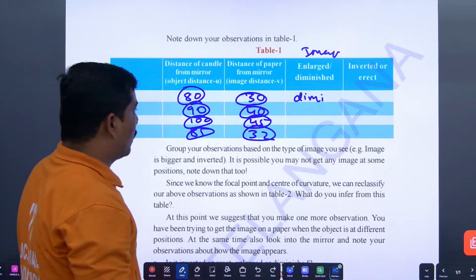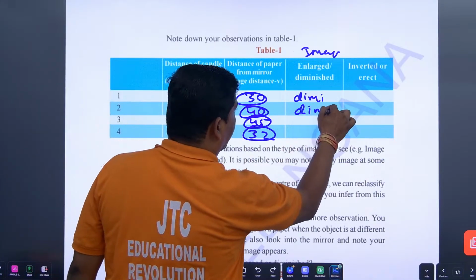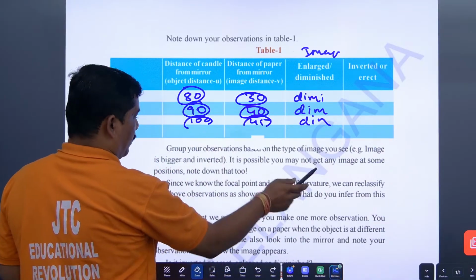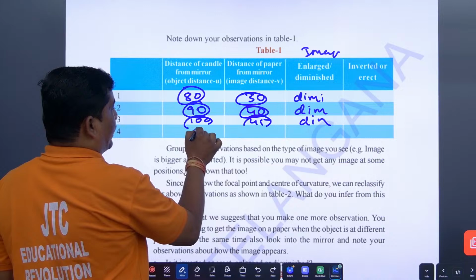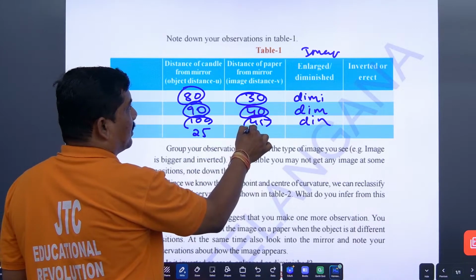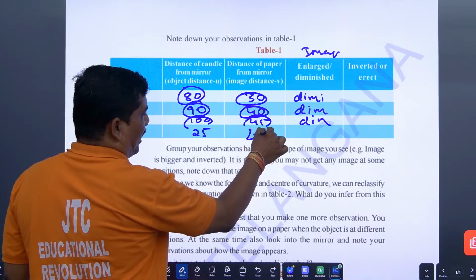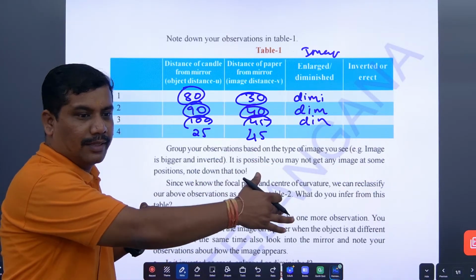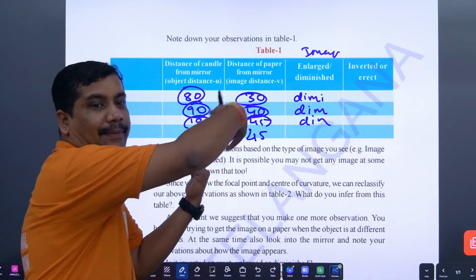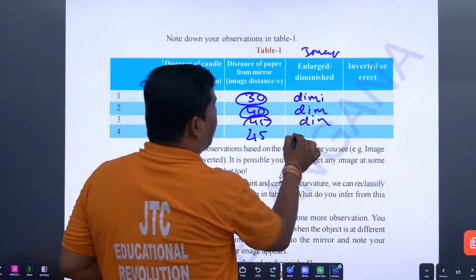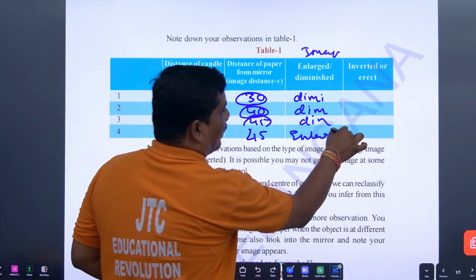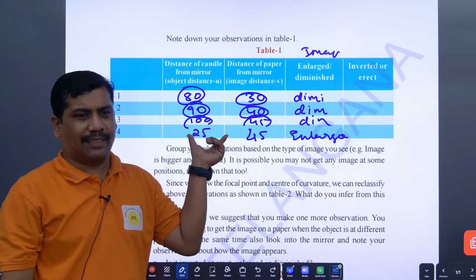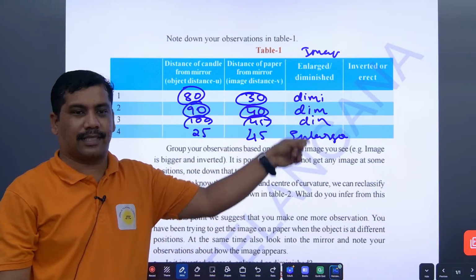And suppose this is also diminished. In one of the cases, suppose you are writing object distance 25, image distance like 45. So object distance is less, image distance is more. That means the object is coming first, the image is coming next. Then the image will be enlarged. Getting this, everyone? So how to fill this, understood? Depending upon the number, you decide this.